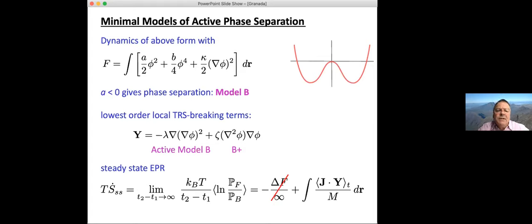And it's not important for this talk, but the interesting observation of the second term is it's a current which is not the gradient of anything. So that current can have a curl, which is not true of this first term in lambda here. But the first term in lambda, because it's the gradient of grad phi squared, isn't the gradient of any dF by d phi. There is no F for which that is a functional derivative. So according to the equation on the previous slide, I can calculate the entropy production, and it's this integral of J dot Y time averaged over space, again divided by M.